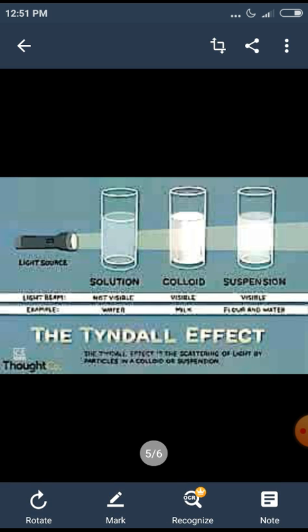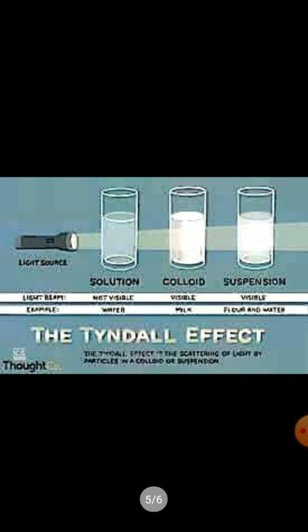Solution does not exhibit Tyndall effect because the size of the particles are very small and are not enough to scatter the light. Suspension and colloid show the Tyndall effect.